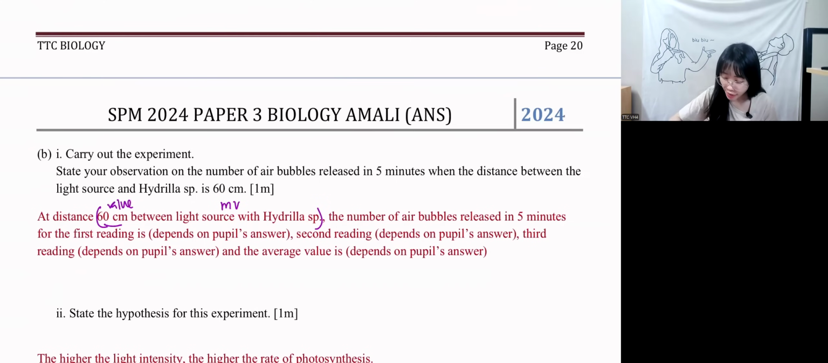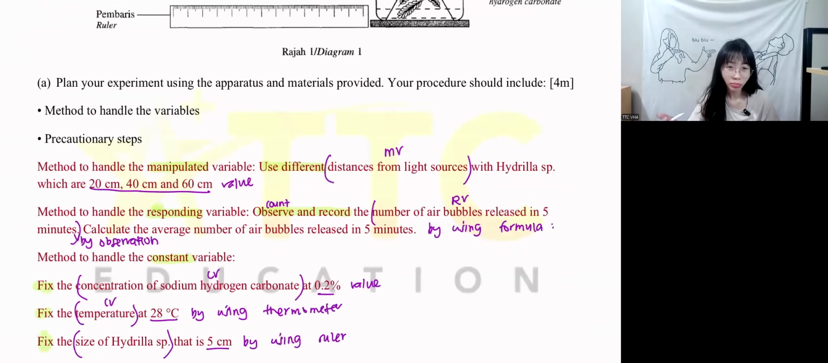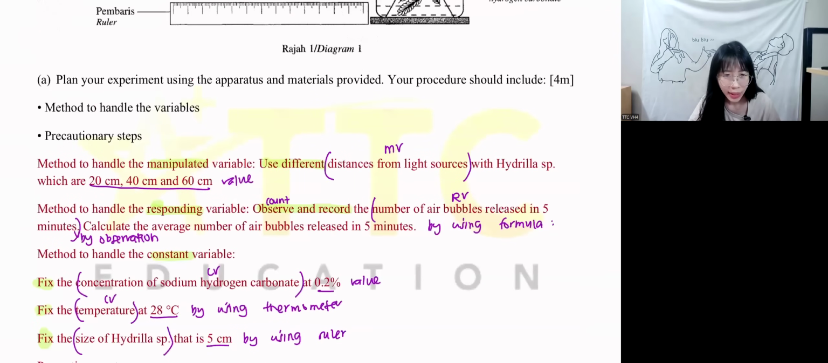Okay, the number of air bubbles released in 5 minutes. This is your RV, and then your value. Because in this experiment they repeated the experiment, that's why they have first, second, and third values. But if you never repeat the experiment, you can just say the number of air bubbles released in 5 minutes is whatever value. Because this is how many cm?